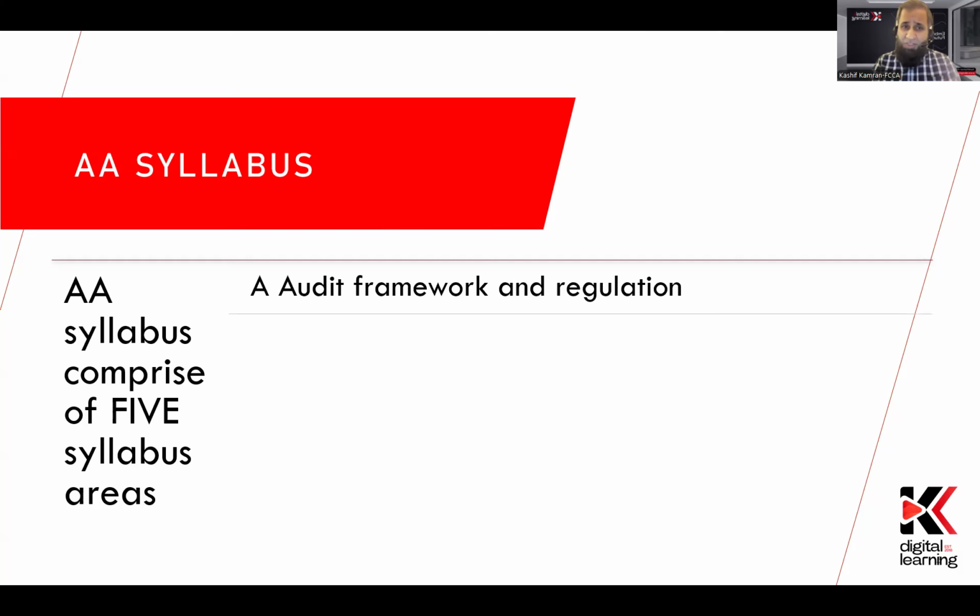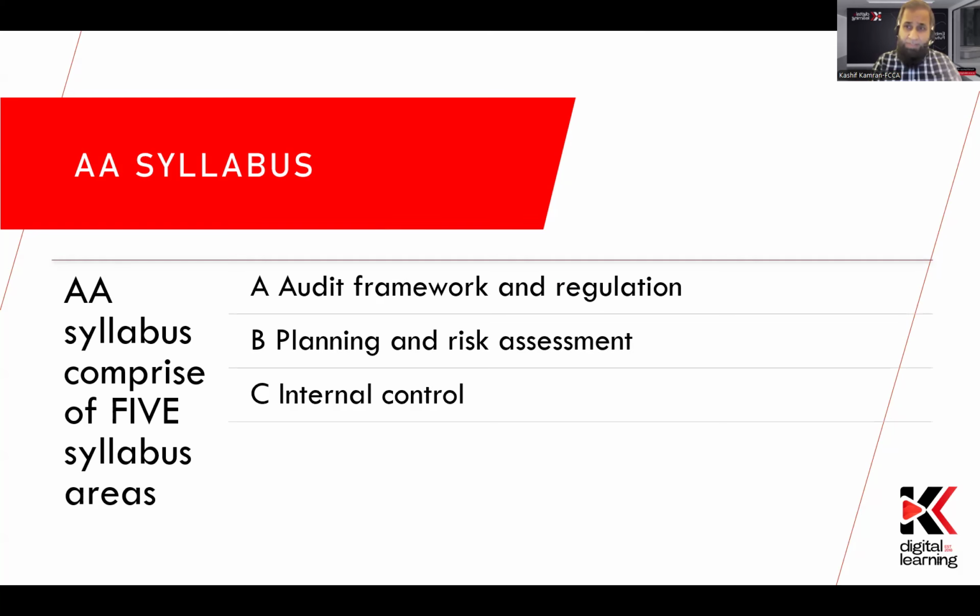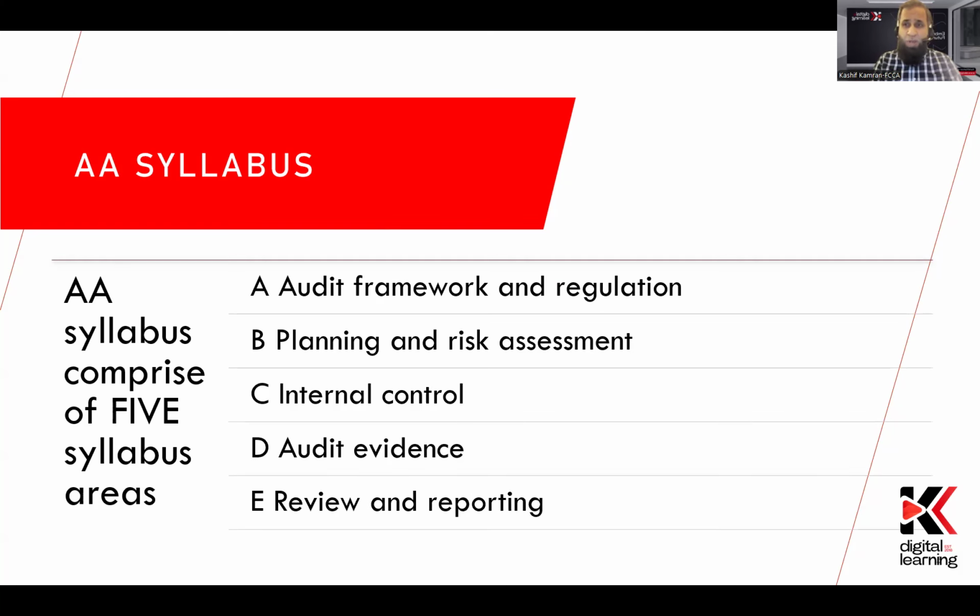The syllabus consists of A, the audit framework and regulation. This is more of a knowledge-based area we have in AA. Then we have some very important areas from where case studies build up in section B of the paper, which is B, planning and risk assessment, C, internal control, D, audit evidence, and E, review and reporting. So this is what the syllabus looks like.